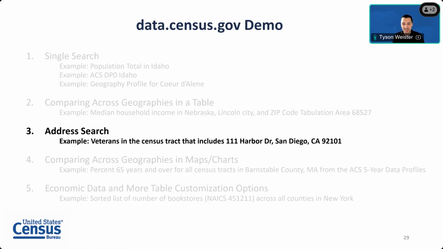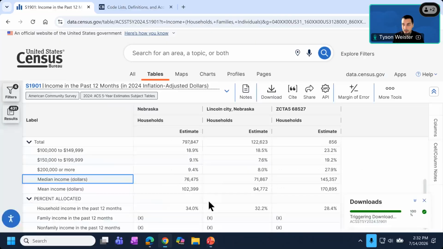All right, so moving on to our next example, we showed you how to look at filters. Now I want to show you how to search by address. We're going to look at veterans living in the census tract that includes 111 Harbor Drive, San Diego. We'll start fresh on the landing page.